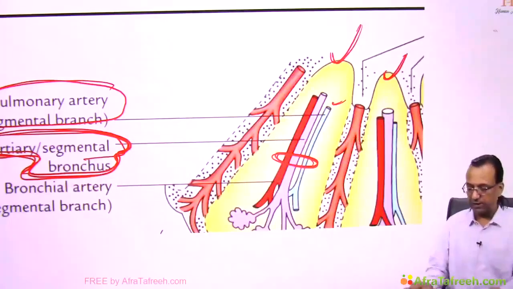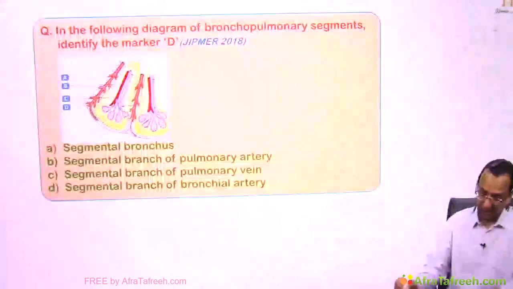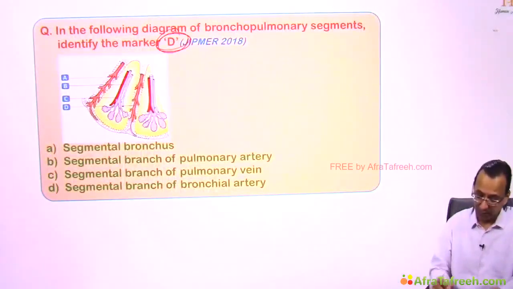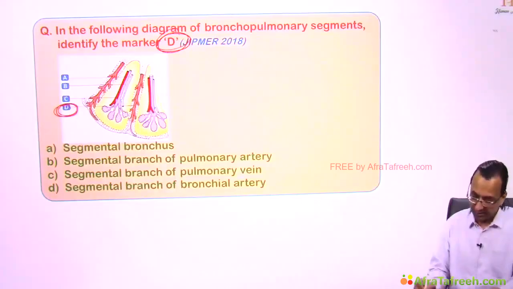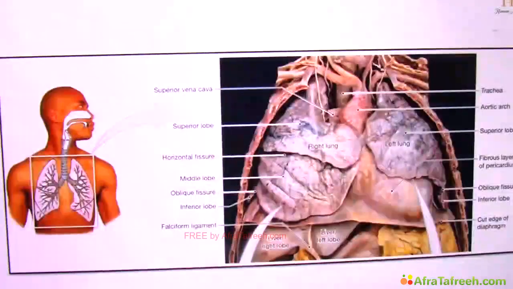So these are the details which we wanted to know. You can draw your diagram now. But this question was asking about marker D, and you have already answered. Marker D was intersegmental in nature, and that intersegmental vein is the segmental branch of the pulmonary veins. We are going to talk more about the lungs.